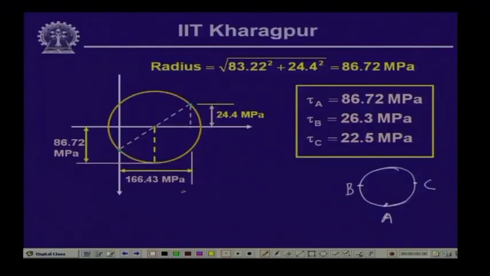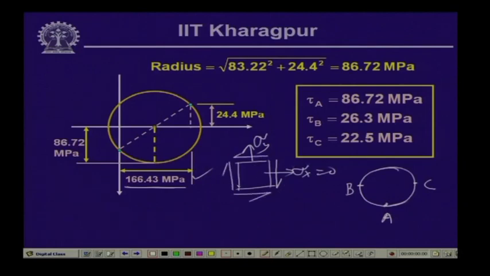Now, we have obtained the normal stress as 166.43, and on the element sigma x is 0, sigma y is 166.43, and we have the shearing stress from the twisting moment, which is negative on this face. At this particular point we have a positive shear stress, as plotted over here: zero value of stress, sigma y, and the negative of the shear stress. So, 24.4 is the shearing stress generated because of the twisting moment.